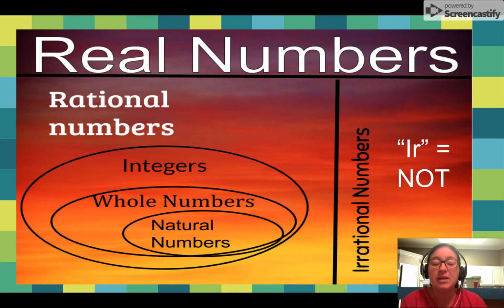Okay, now here's our new classification for 8th grade. They are irrational numbers, because "ir" means not. Irrational numbers are numbers that cannot be written as fractions. That means when you write them out as decimals, they do not terminate and they do not repeat. So they are numbers that go on and on forever in their decimal expansion with no repeating pattern.